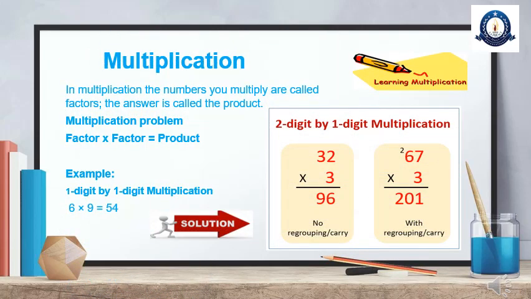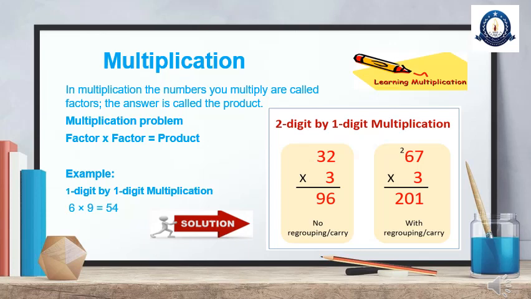Let's see third and last objective of this week. The concept of multiplying by a one-digit number. Multiplication. First we will see the definition. In multiplication, the numbers you multiply are called factors and the answer is called the product. In word problem, you are multiplying factor with factor and answer will come in the form of product.